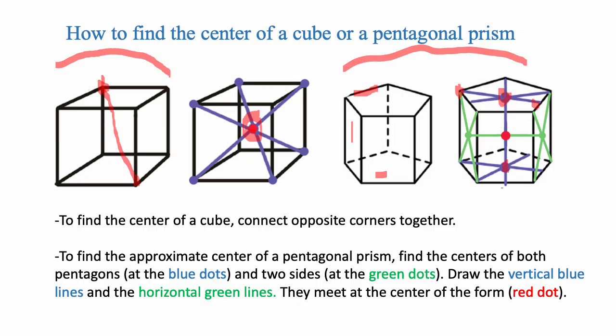Do the same thing here with the bottom of the pentagonal prism. And then for the sides, all you have to do is find diagonals. And when you draw horizontal and vertical lines from all of those centers, you get this center of the form, which for our purposes is good enough.